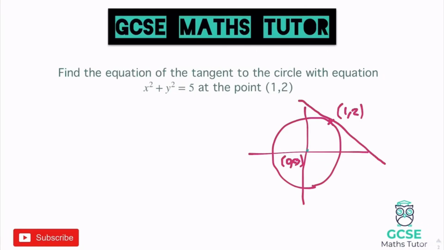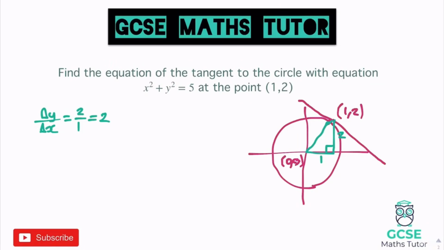So we are going to find the gradient of this radius here, which we can do by drawing a little right angled triangle in. So the rise goes from 0 up to 2, and the run goes from 0 to 1. So we can just use that to find our gradient now. So the change in y over the change in x is 2 over 1. There we go, that's quite a nice one because that's just 2.